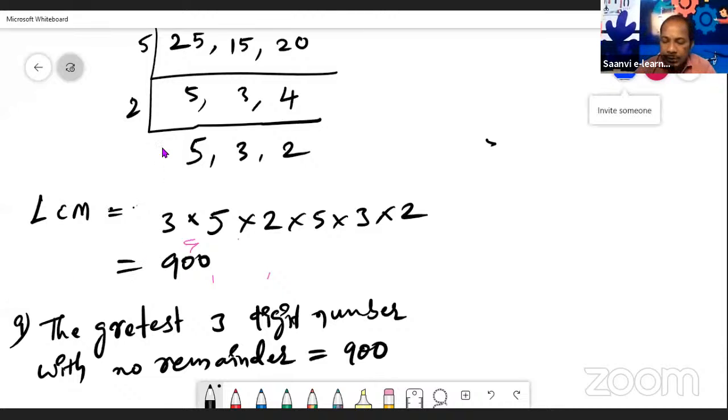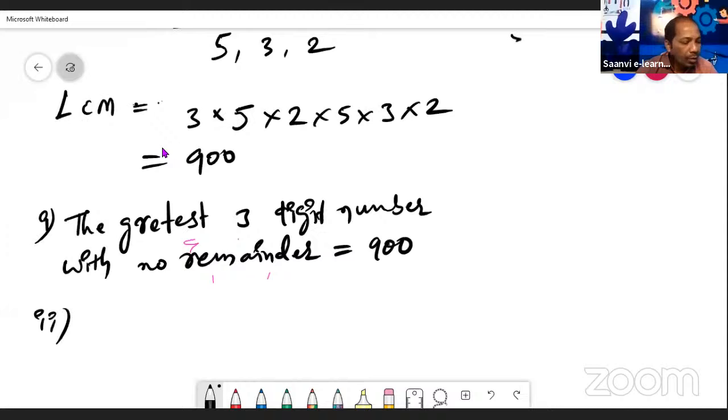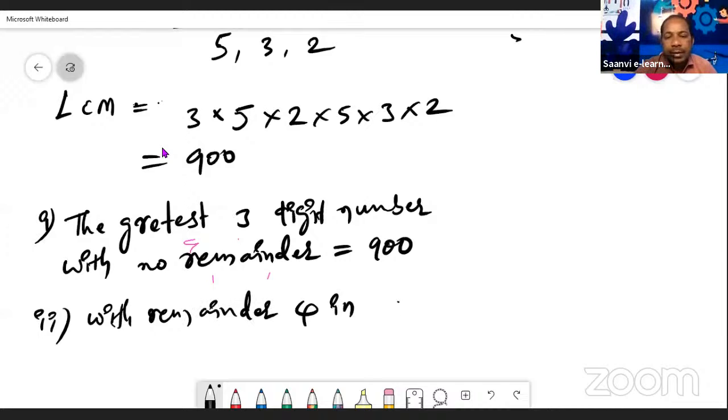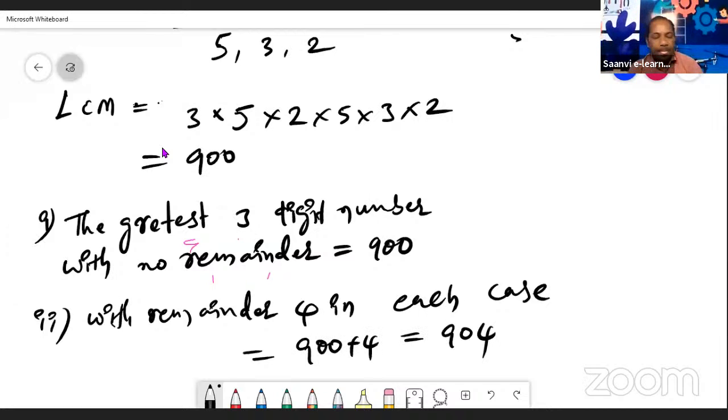So again, what he asked in the second one, the remainder 4 in each case. With remainder 4 in each case, it means 900 plus 4, that is equal to 904. Okay, so this is the answer, children.